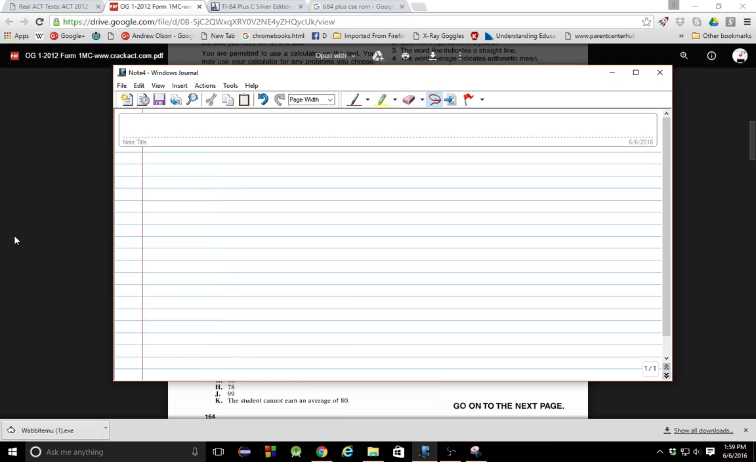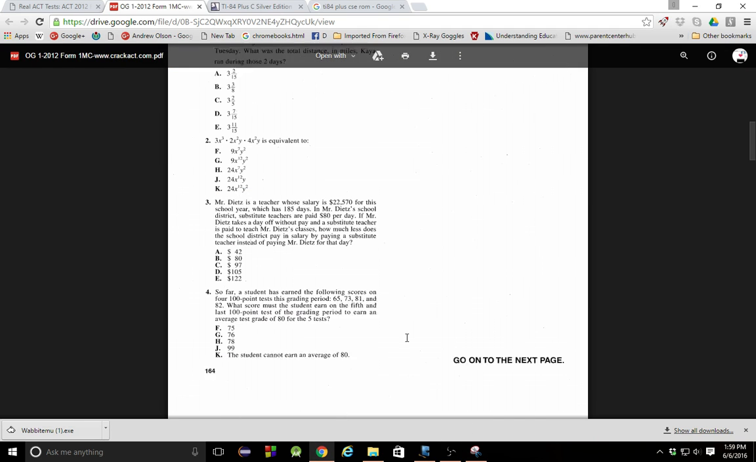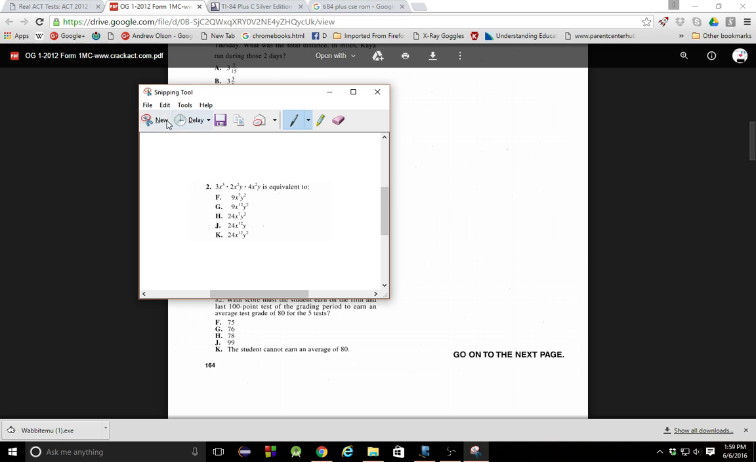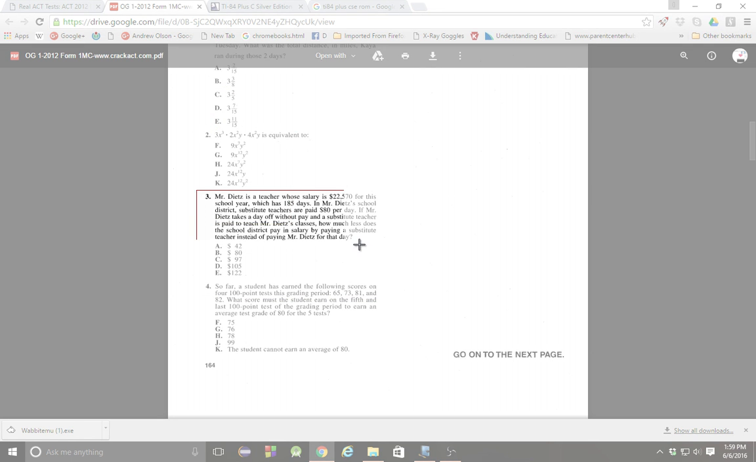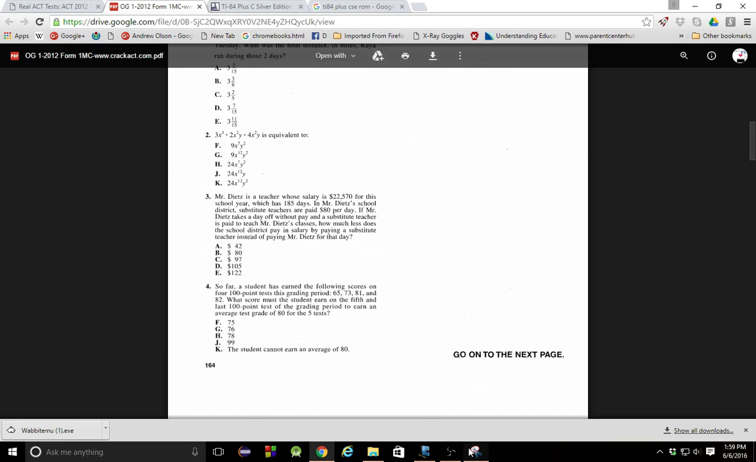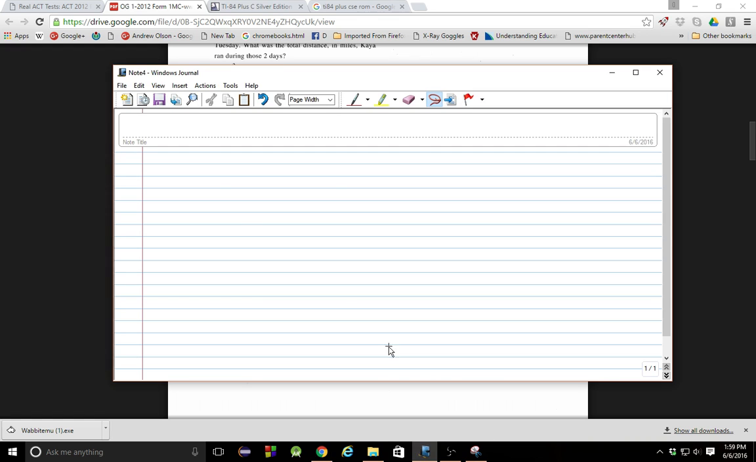Cut. And let's do the third problem in this page. New. We might need a calculator for this problem.